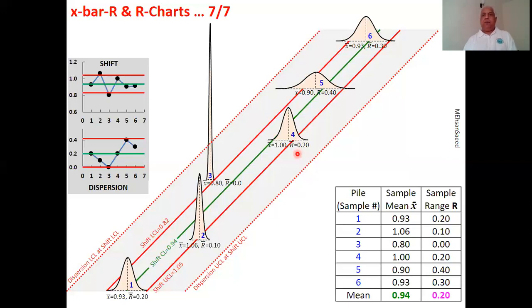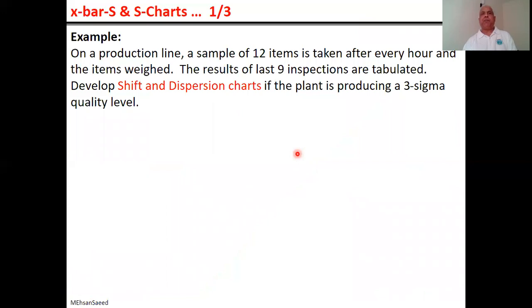And the governing argument was the sample size. In this particular case, the sample size was 5. Now let's transition where the sample size is much bigger. On a production line, a sample of 12 items is taken after every hour, and the items are weighed. The result of the last 9 inspections are tabulated. Develop shift and dispersion charts if the plant is producing a 3 sigma quality level.